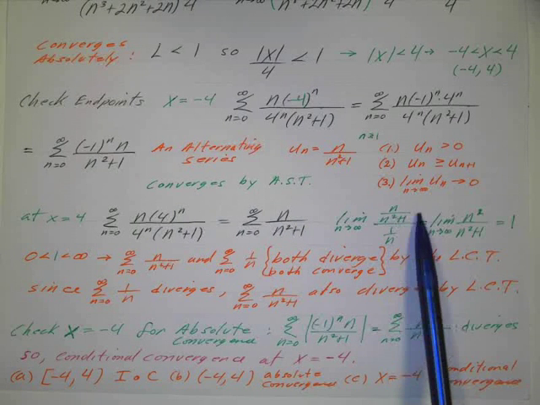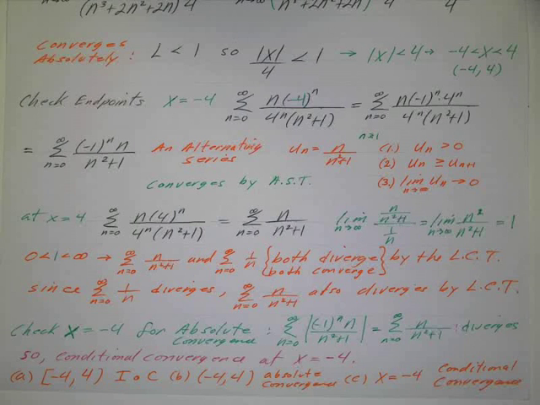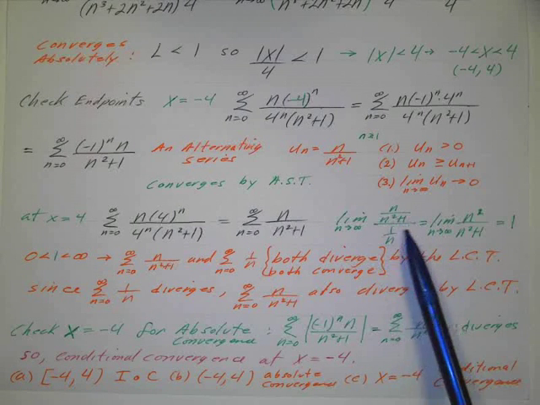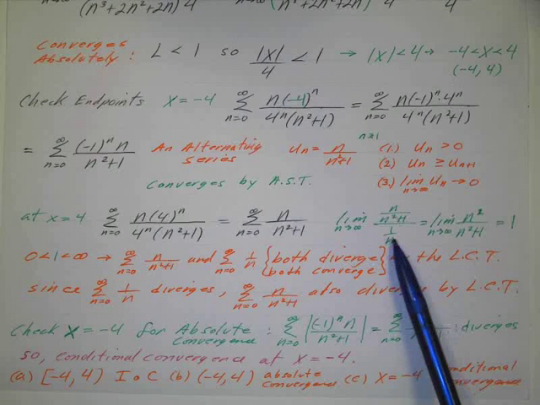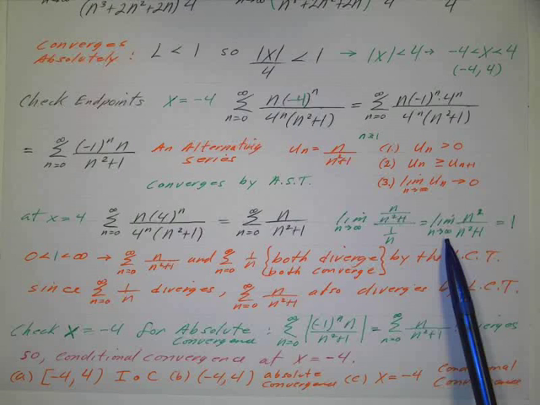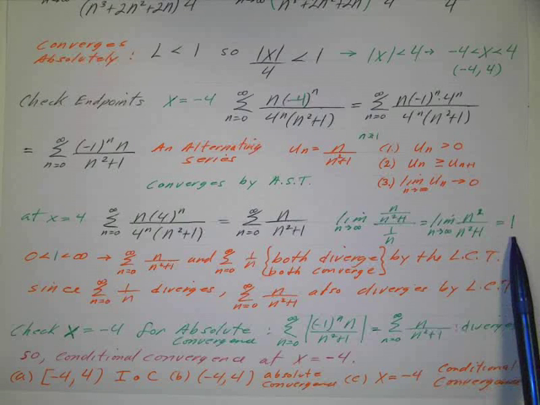So I'll take the limit of the ratio of my series to the one I'm comparing it with, 1 over n. I invert and multiply, so I get n squared over n squared plus 1. If I take the limit as n approaches infinity of that, I get 1.